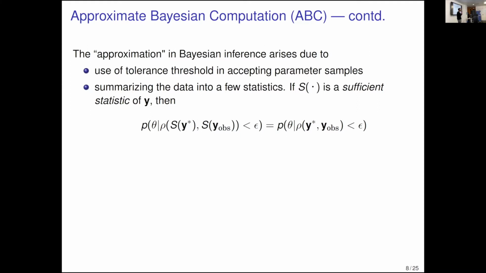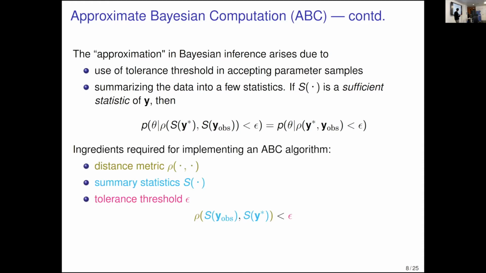Now the approximation in ABC arises from basically these two things. One, that you have epsilon, which is non-zero, so you are accepting samples which didn't exactly come from your data distribution. And the other one is that you're using a few statistics to do dimensionality reduction of your data, which means that you're throwing away some information. I mean, you could use a sufficient statistic, but in practice, it's usually not available. And that's why it's approximately Bayesian. So the three ingredients that you need to implement an ABC algorithm are the distance metric, summary statistics, and the tolerance threshold.